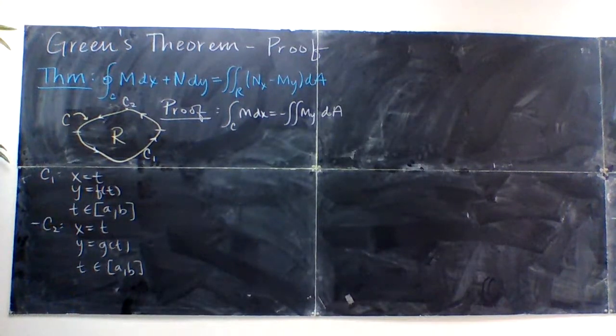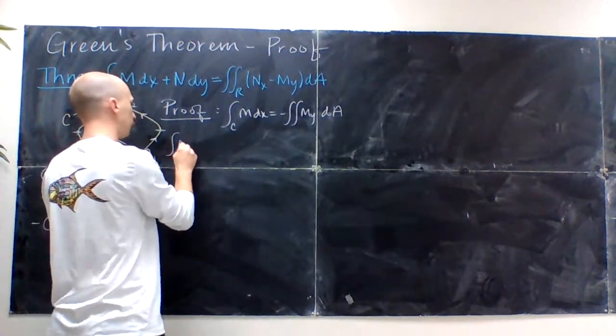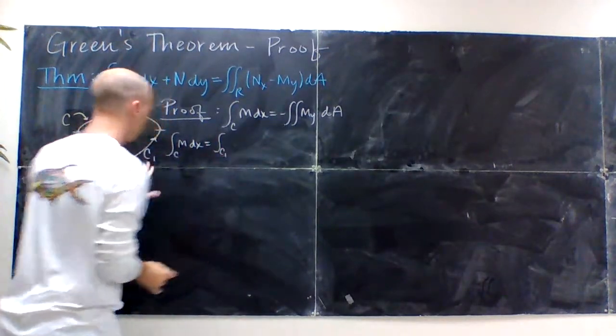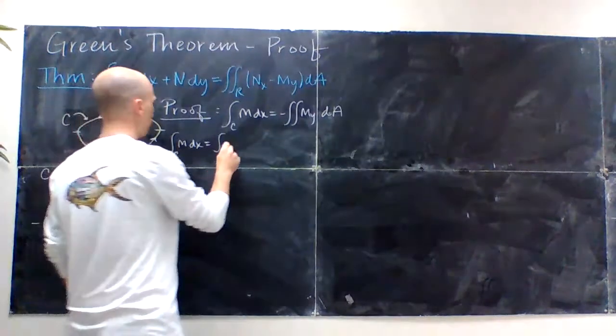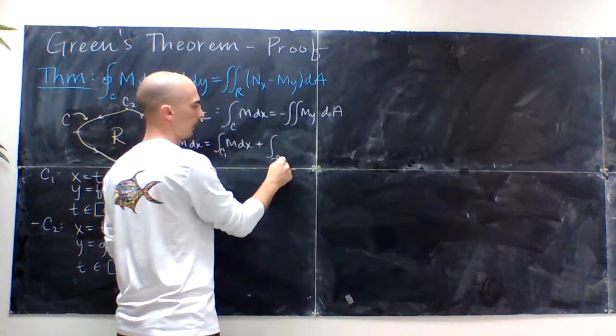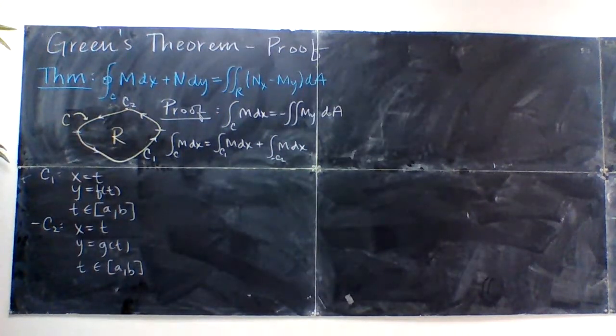Right, and so now what I'm going to do is say that this integral over c of m dx, I can just split it into c1 plus c2. Or I guess I'm interested in negative c2, but I'm going to say the integral over c1 of m dx plus the integral over negative c2 of also m dx. And then, let's see, what is actually going into m?